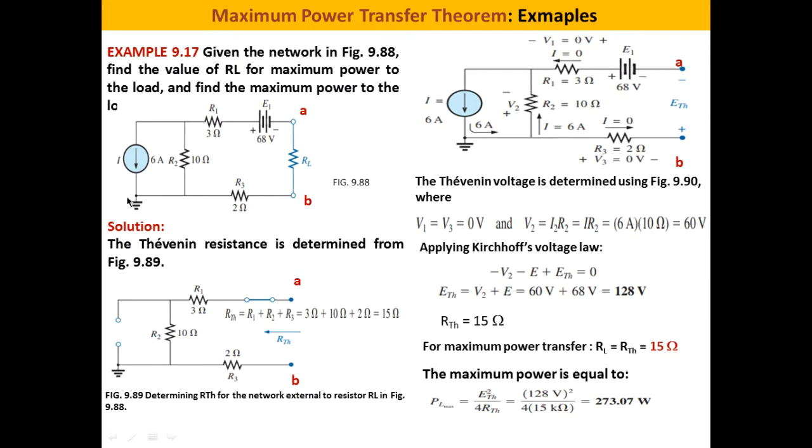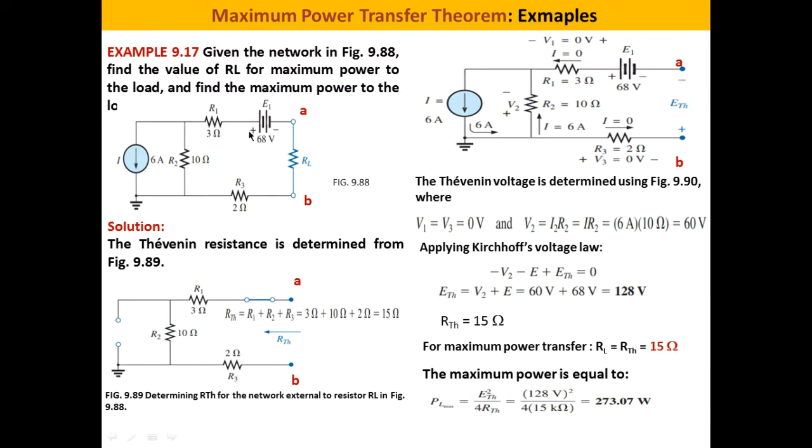Then we will make all the sources equal 0. Here we have to make this source open circuit. So what we have, R Thevenin equals R1 in series with R2, in series with R3. So R Thevenin is equal to R1 plus R2 plus R3.